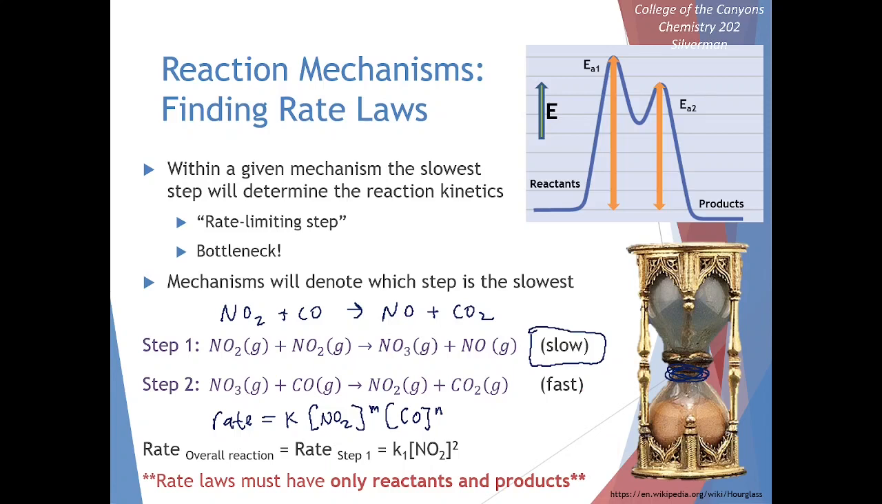That's our plan. We can list out our elementary steps. We can indicate which one is the slowest step. And that slowest step will dictate the rate law for our overall reaction.